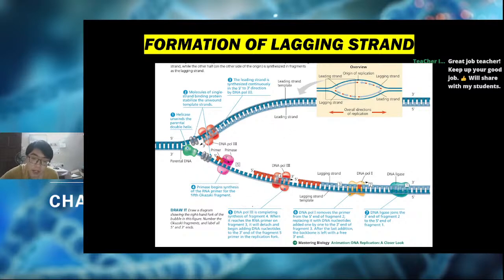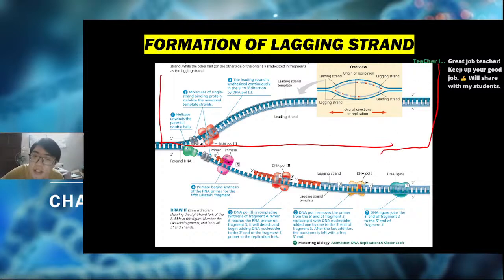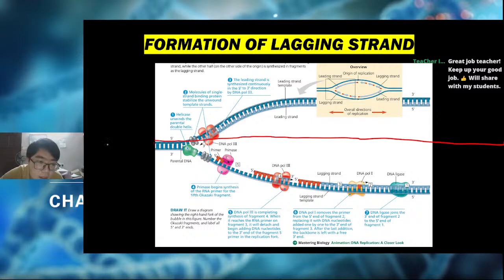Okay, so the lagging strand. Actually, in this picture, the upper part is the synthesis of the leading strand. Now, look at the lower part, this area here. This is the lagging strand. So the lagging strand, as I already said, is shown in the picture here.